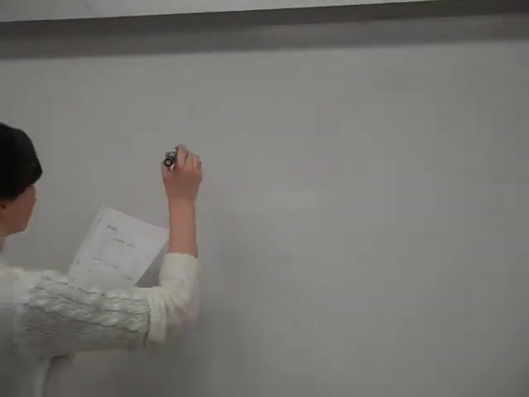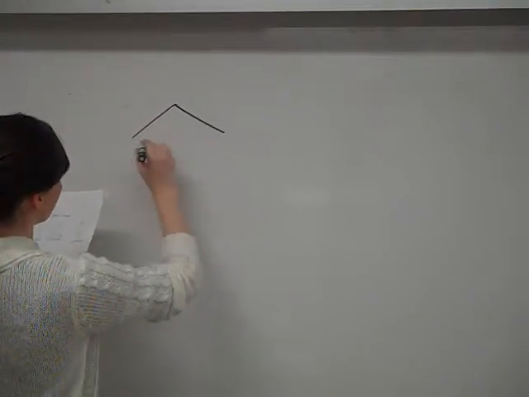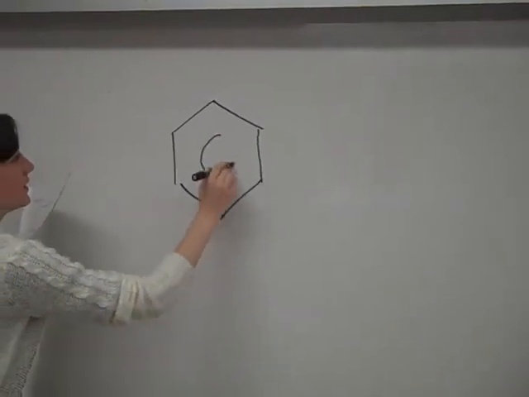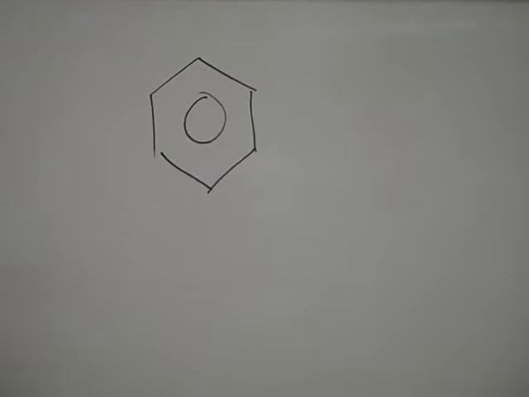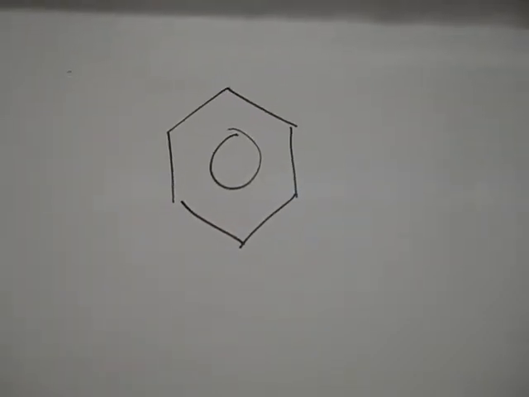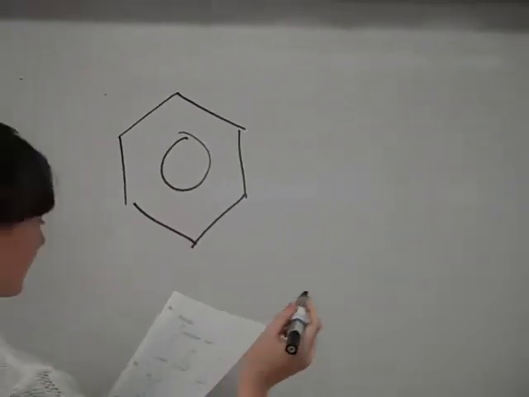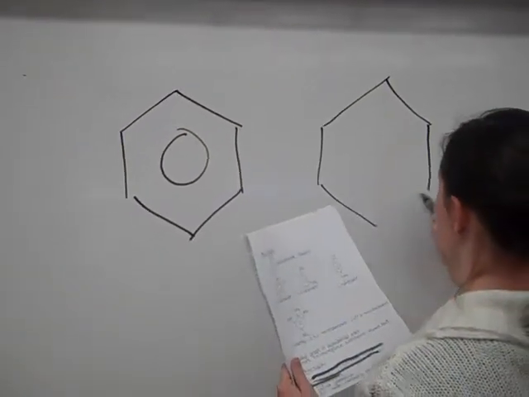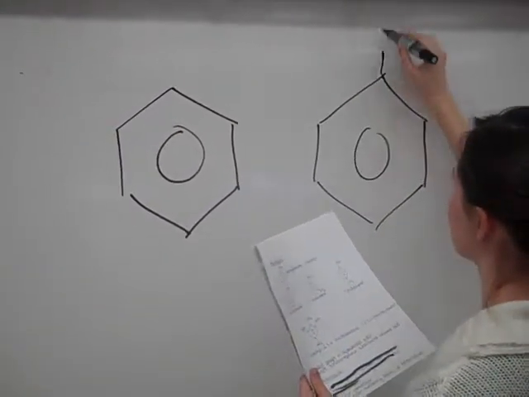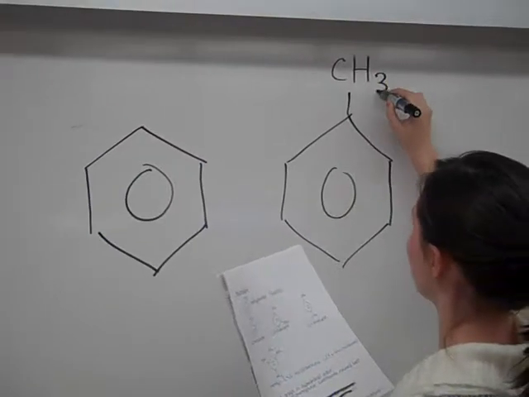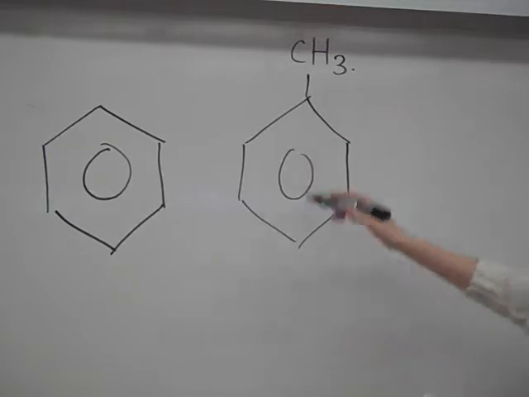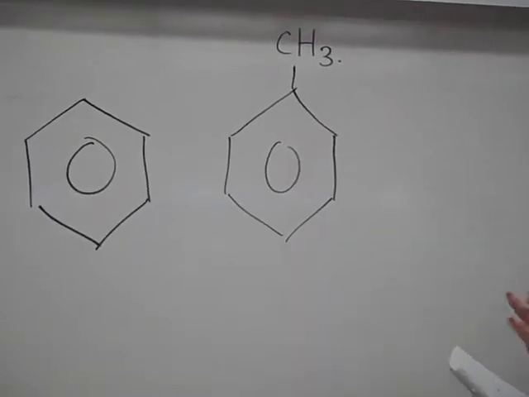So I'm just going to draw a few examples of how you name these compounds. The most basic form of aromatic hydrocarbon is a benzene ring, and the structure of this is also covered on our handout. The next most basic looks like this. Because there's only one substituent on the benzene ring, we don't have to indicate its position at all.